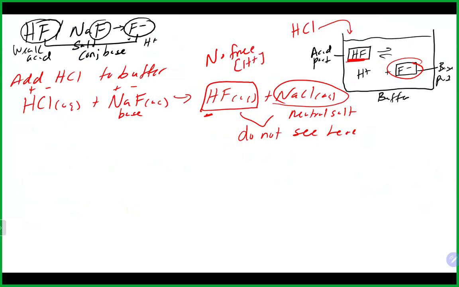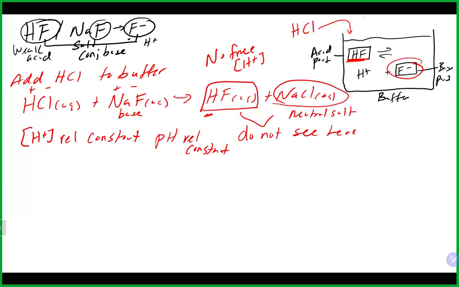So no more free H plus was made because that H plus got tied up with our base in this case, right? So it's not freely floating in there. Because we didn't make any more free H plus, that means that the concentration of H plus stays relatively constant. And if the concentration of H plus stays relatively constant, then the pH should also stay relatively constant as well. So it's because it's able to react with the base part of your buffer.